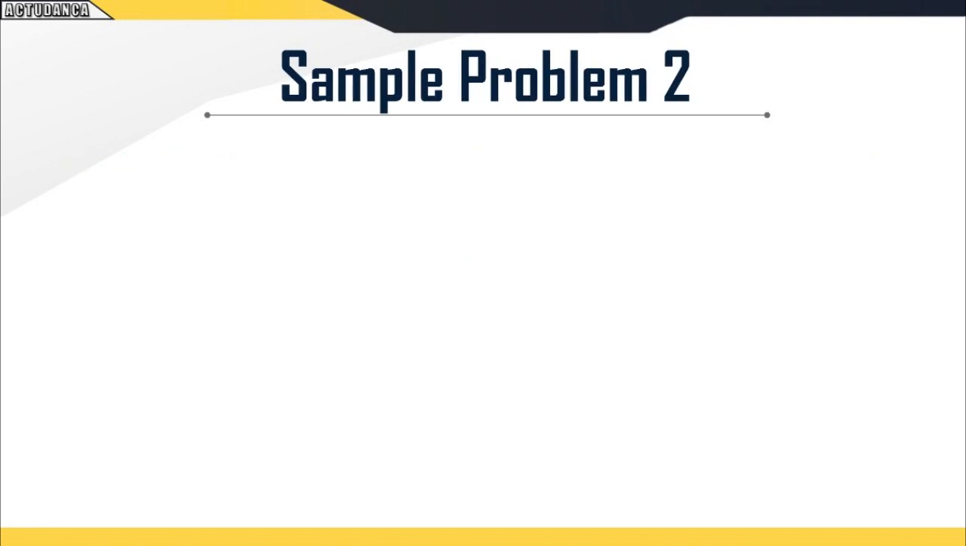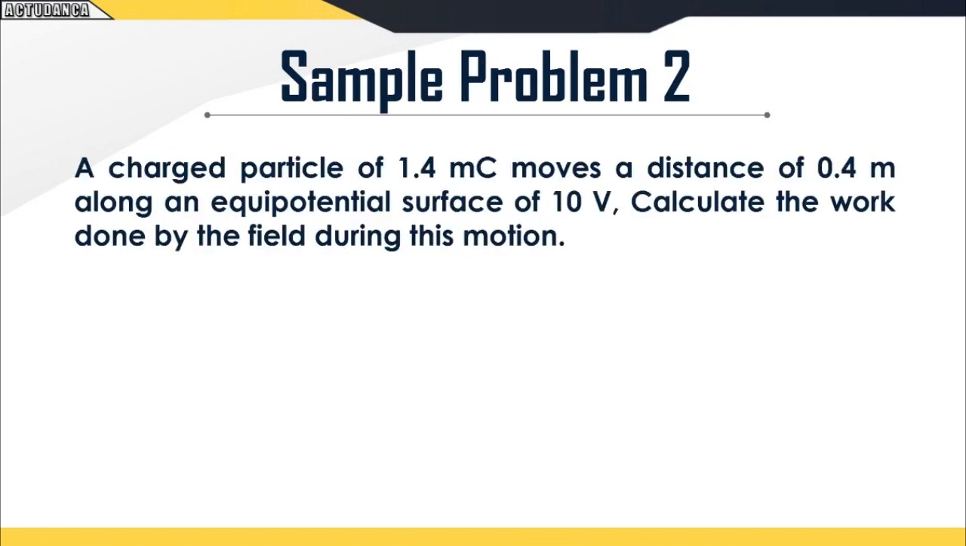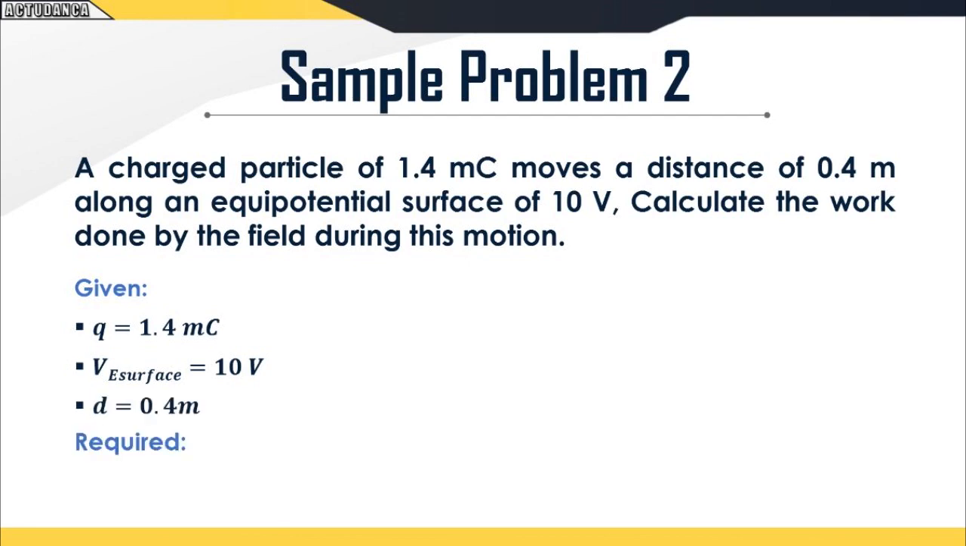Okay, moving on. We have the last problem. We have here a sample problem number 2. A charged particle of 1.4 millicoulomb moves a distance of 0.4 meter along an equipotential surface of 10 volts. Calculate the work done by the field during this motion. So, listing the given parameters ulit, we have a charge, we have the potential sa ating surface of 10 volts, and we also have the distance. So, ang hinahanap natin dito, class, is the work applied or the work done by the field.